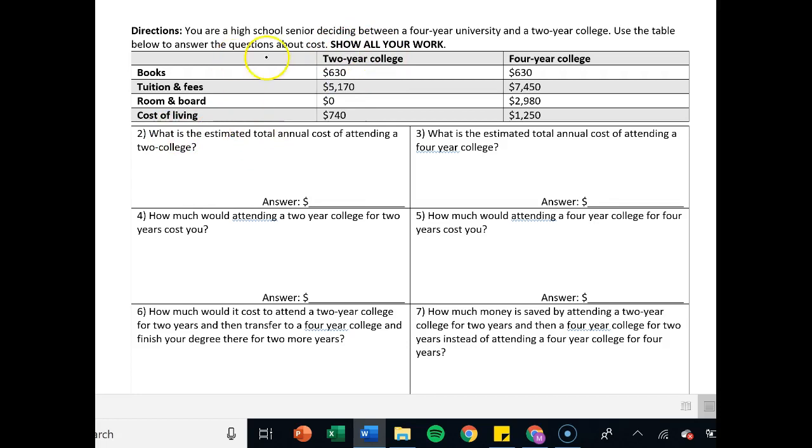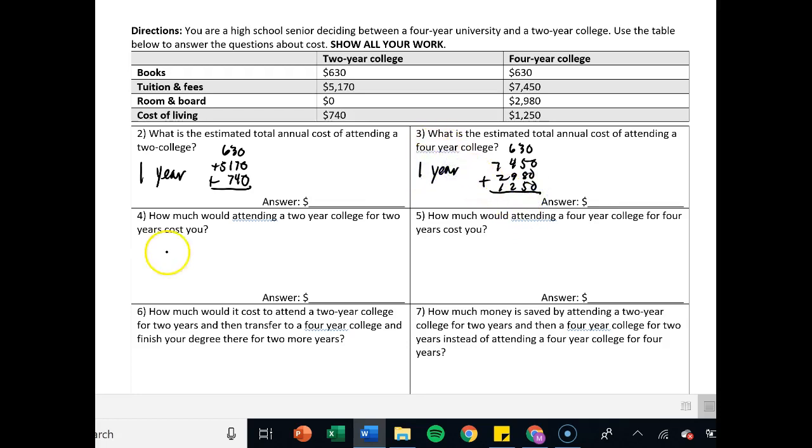So what is the estimated total cost of attending a 2-year college? So here's your estimated total cost. So basically you're just adding all these numbers up. 5,170 plus, you don't need to add the 0, 740 to find out how much it costs. This is just for 1 year, right? Same thing over here. You're going to add all these numbers up. 630, 7450, 2980, 1250 to find the total cost for a 4-year, but that's just for 1 year.